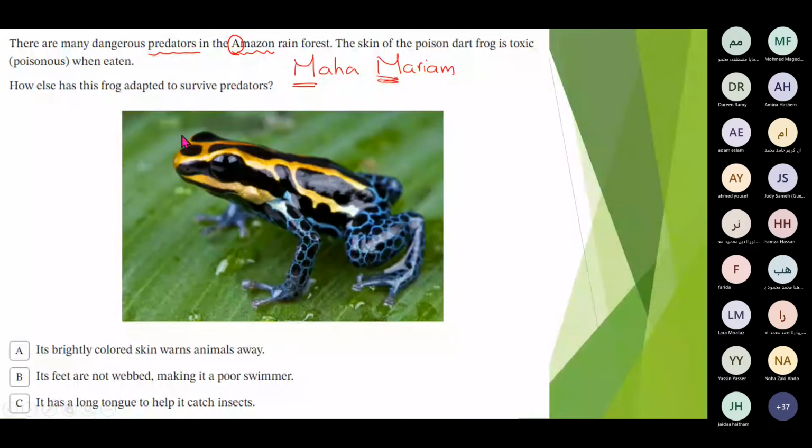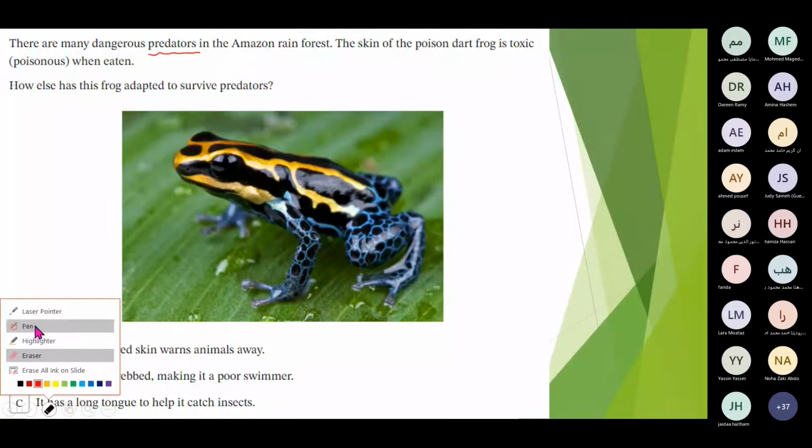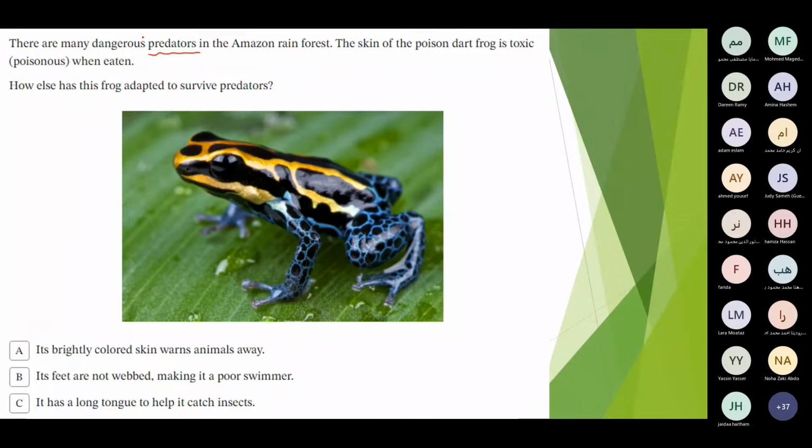حلو؟ Okay. طيب let's go on. Read the rest of the question. يبقى there are very dangerous predators in the Amazon rainforest. Okay? Go on, read. يلا. The skin of the poison. ايوه قربتي شطوره. Poison. اوكي مش بنقولها poison، لا الاو دي مش بننطقها كده. بصي poison. اوكي يبقى the skin of the poison dart frog is toxic.